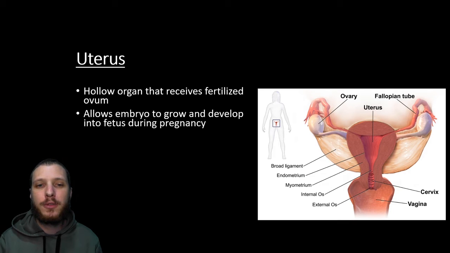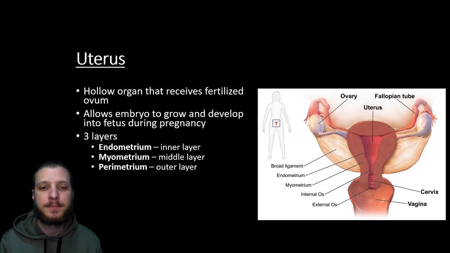Moving from the fallopian tubes, we now enter into the uterus, which is a hollow organ where the fertilized egg can implant itself. And this is where the fertilized egg would gestate and grow during pregnancy.